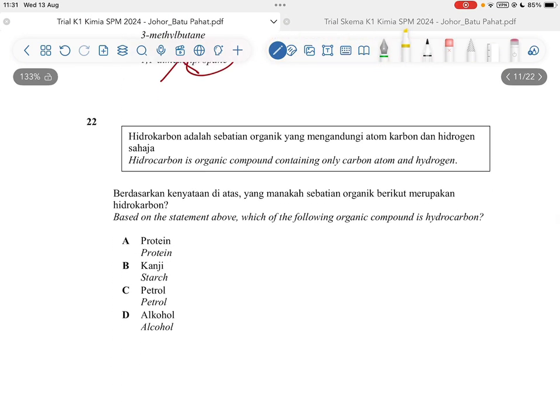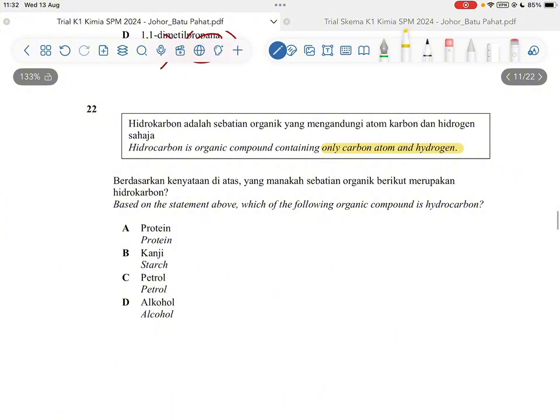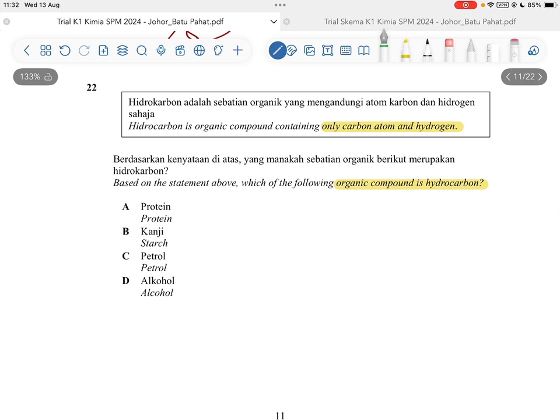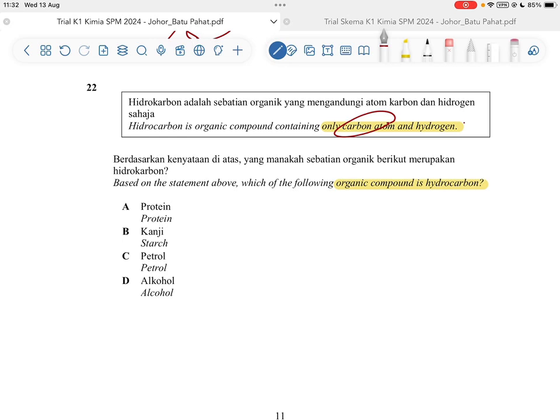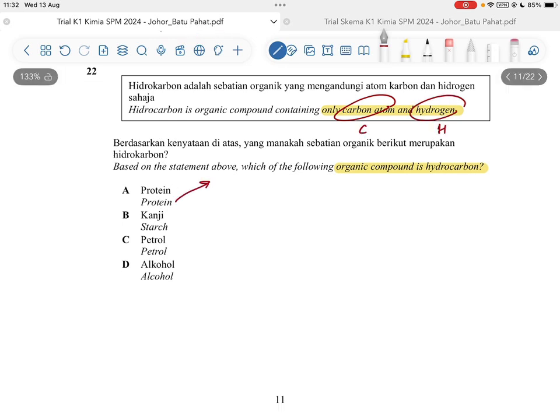Question 22. A hydrocarbon is an organic compound containing only carbon and hydrogen atoms. Based on the statement above, which of the following organic compounds is a hydrocarbon? This question already gives you the hint, which is that a hydrocarbon only consists of C and H. Protein, even though it mainly consists of C and H, can sometimes contain phosphorus or sulfur, so it is not a hydrocarbon.